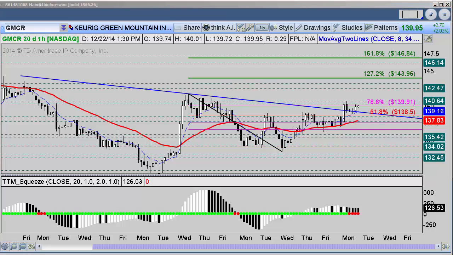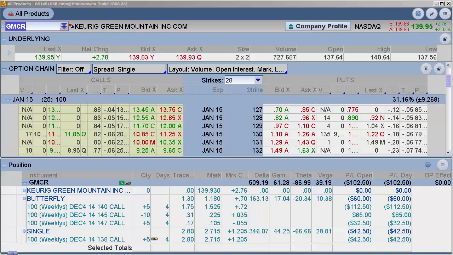Now what are the various ways that you could play it? Well, there's quite a few. And the first that I would like to take a look at is the butterfly. So what we've constructed here is the purchase of the 140 call, the sale of the 145, and then the purchase of the 147. This essentially breaks a wing, so if the underlying does explode higher, well then we still have essentially no risk to the upside, paying $1.30 for it.